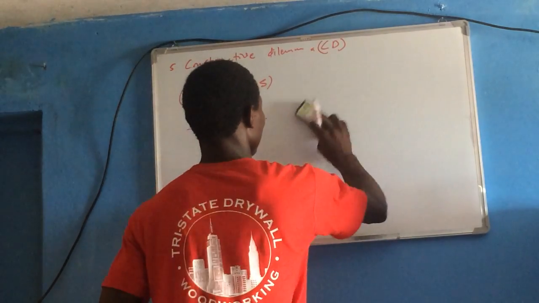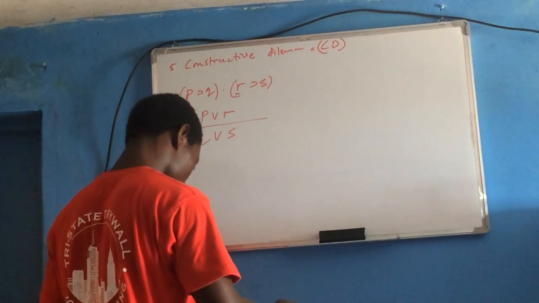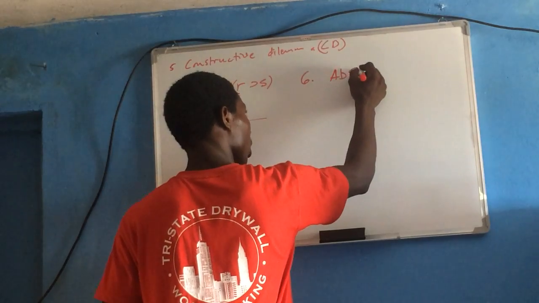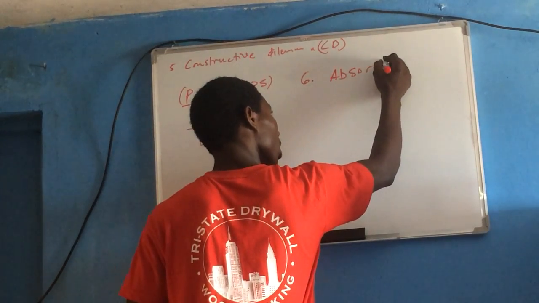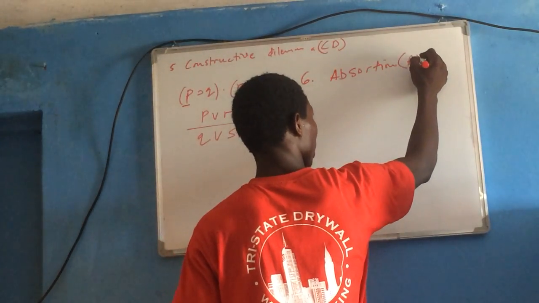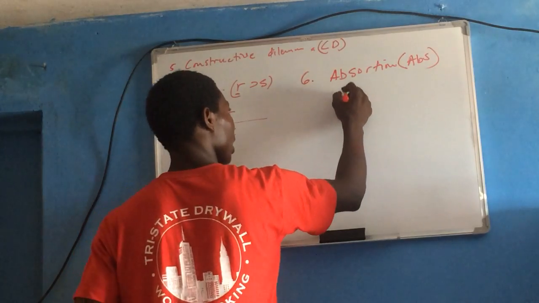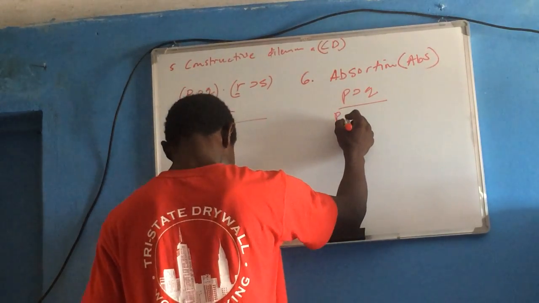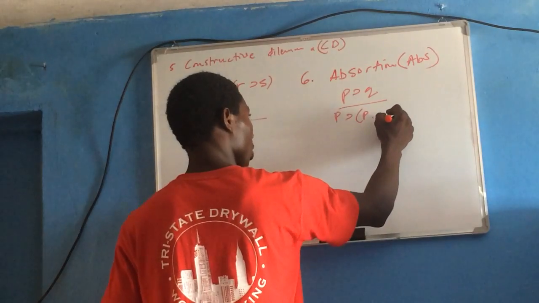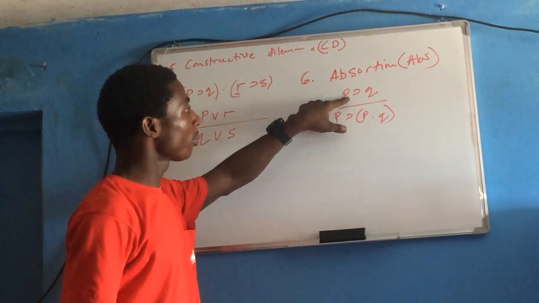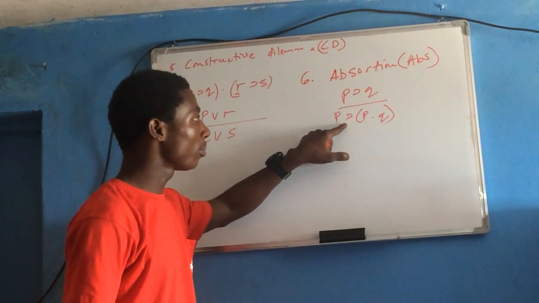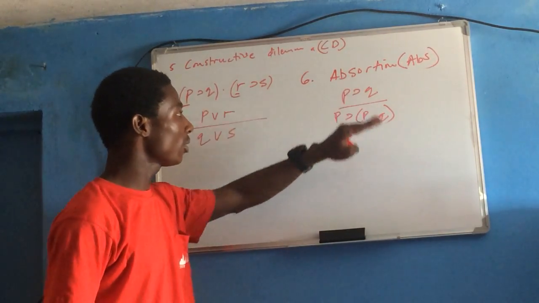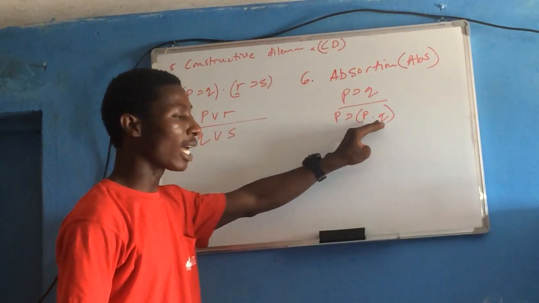We move on to the sixth rule, which is absorption. And it's abbreviated as ABS, right? It says P implies Q, therefore P implies P and Q. P implies Q, P implies P and Q. This is what absorption is trying to say.